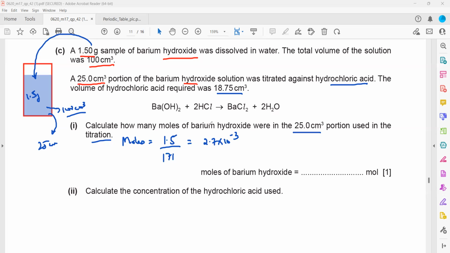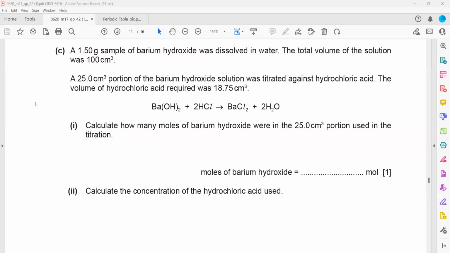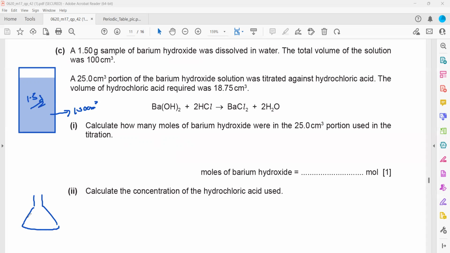So what is the meaning of titrated? It means it is reacted. What we did in this experiment is we made a solution of barium hydroxide, which is 100 cm cube and contained dissolved barium hydroxide. But out of the 100 cm cube, we took out 25 and transferred 25 cm cube of barium hydroxide into a conical flask.